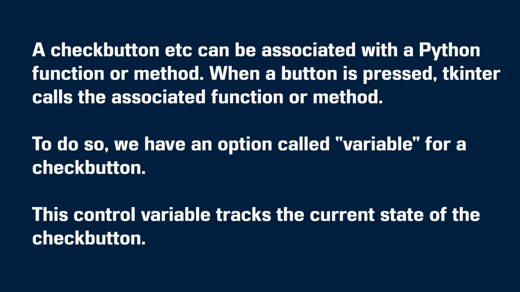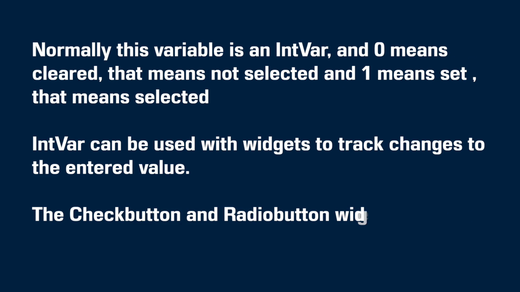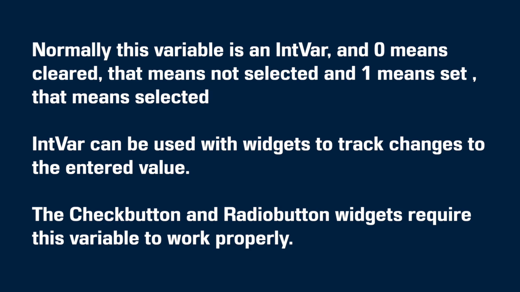This control variable tracks the current state of the check button. Normally, this variable is an IntVar, and 0 means cleared, that means not selected, and 1 means set, that means selected. IntVar can be used with the widgets to track the changes to the entered value. The check button and radio button widgets require these variables to work properly. Watch how to use IntVar to track the status of a variable.